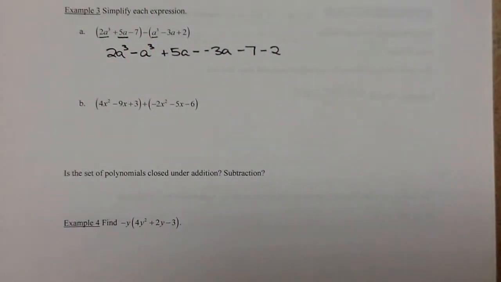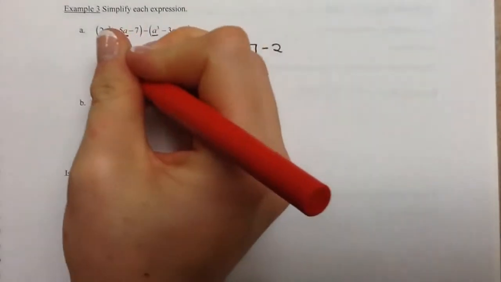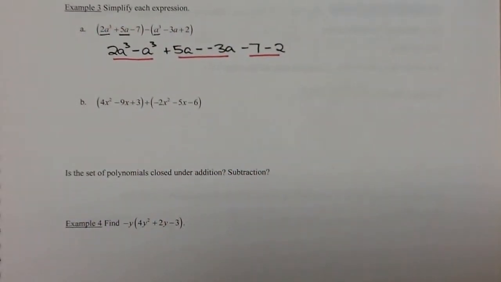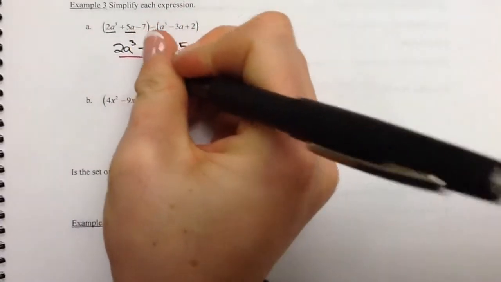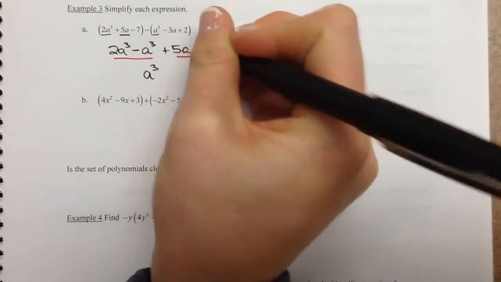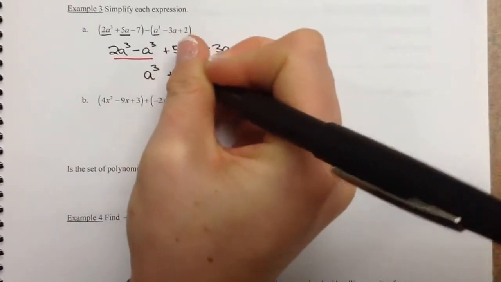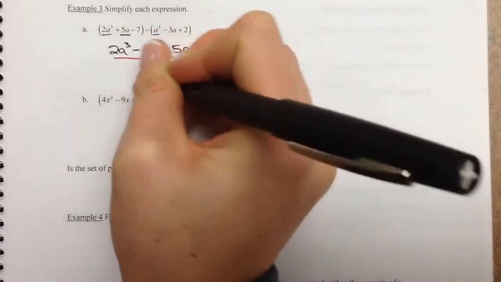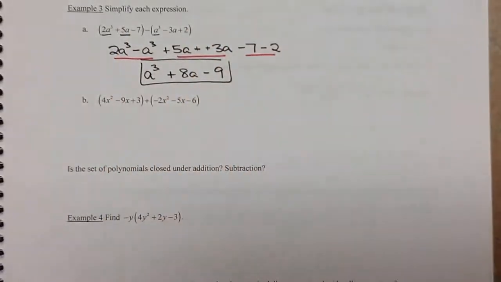So now we're just going to combine up all our like terms. So we've got like terms here, here, and here. We just want to clean those up. So 2a cubed minus a cubed leaves us with an a cubed. And then 5a, this turns into plus a positive, so that's an 8a. And then negative 7 minus 2 would be negative 9. So that would be your final answer. That's all you really have to do is combine up like terms.